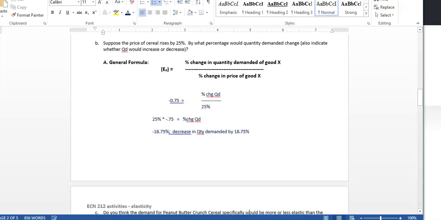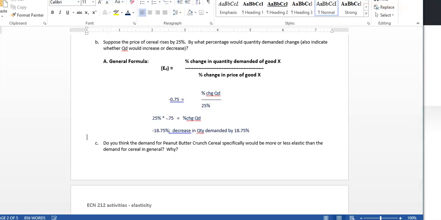Whoops. Sorry, part C kind of got away from me here. All right, so part C. Do you think the demand for peanut butter crunch cereal specifically would be more or less elastic than demand for cereal in general? Why? C is getting at whether you know the factors that determine elasticity. These are right from the book and my lecture notes. For the consumer on the demand side, these are things like time: how much time does the consumer have to respond? Are there any close substitutes for this product? Is this good a luxury good or a necessity good, etc.?